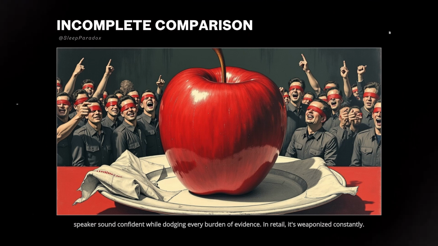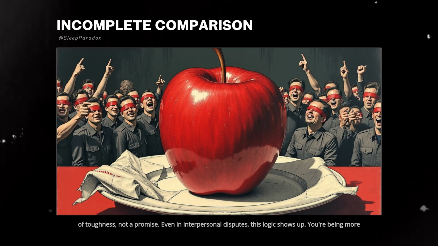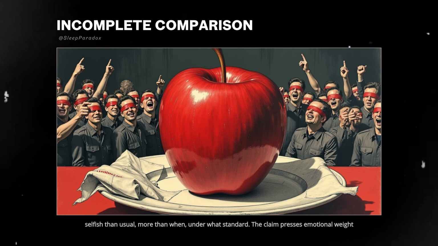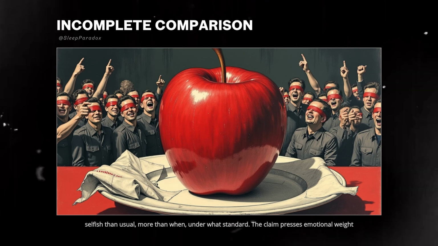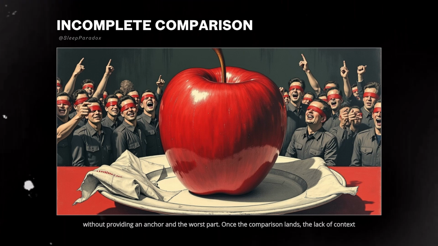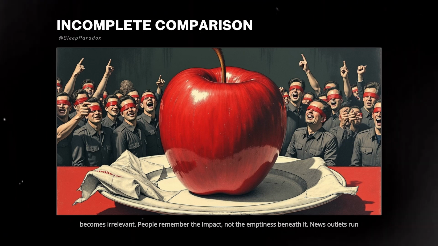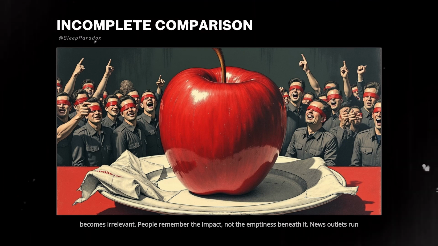In retail, it's weaponized constantly. A shirt is advertised as 50% more durable. It doesn't say what the baseline was, could be compared to tissue paper, or the same company's cheapest design. The wording creates an illusion of toughness, not a promise. Even in interpersonal disputes, this logic shows up. You're being more selfish than usual. More than when? Under what standard? The claim presses emotional weight without providing an anchor. And the worst part, once the comparison lands, the lack of context becomes irrelevant. People remember the impact, not the emptiness beneath it.